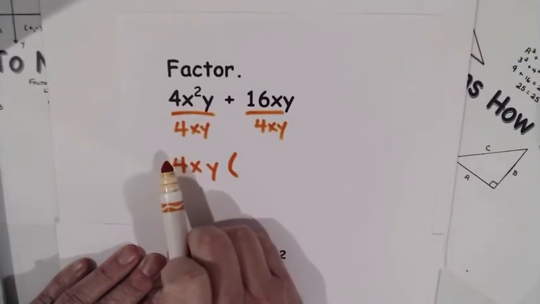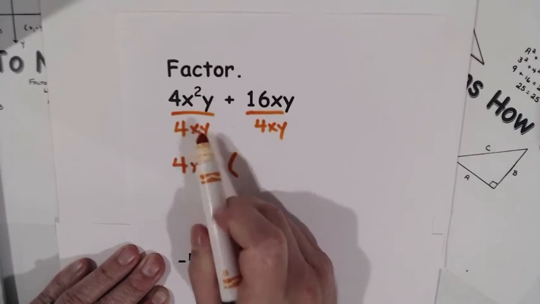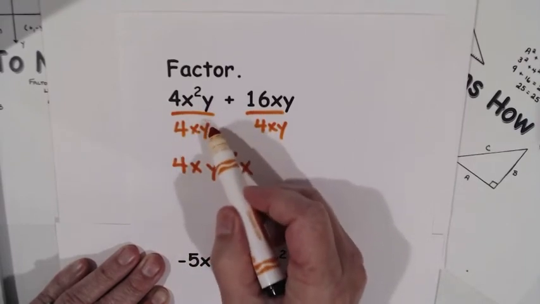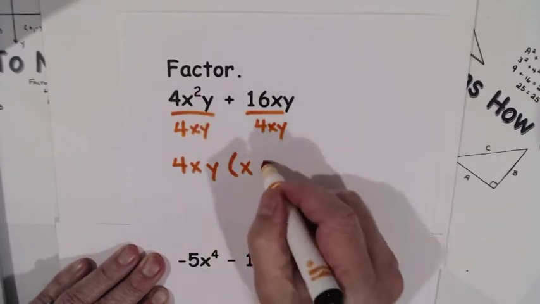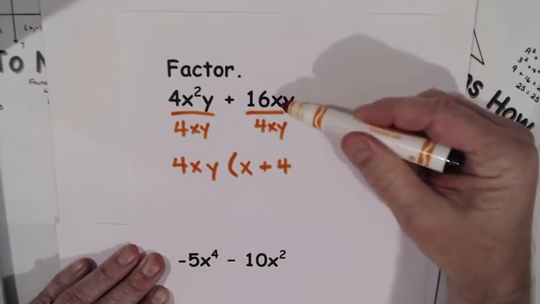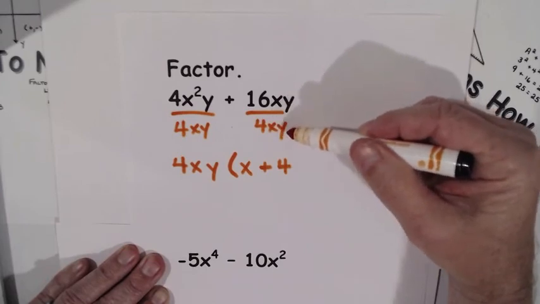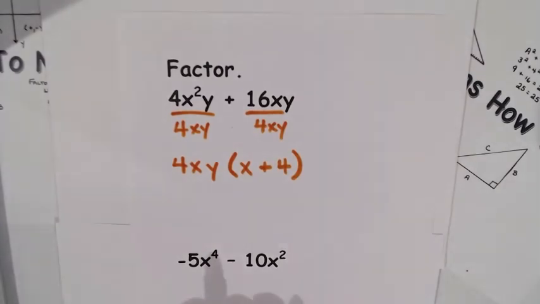4 divided by 4 is 1. Subtract my exponents on my x's. I have one x left over. Subtract my exponents on these y's. I don't have any y's left over. Plus 16 divided by 4 is 4. I subtract these x's right here. No x's left over. Subtract the y's. No y's left over. I close my parentheses, and I have factored out the greatest common factor for this one.